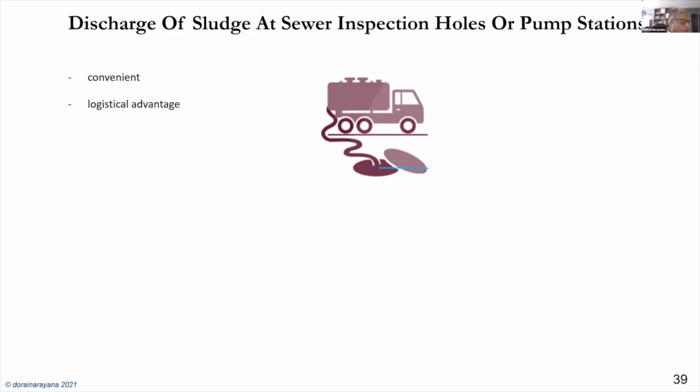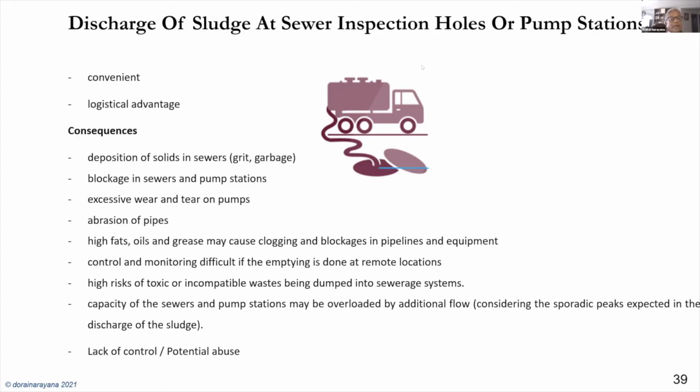I just want to talk a little about this discharge of the sludge at manholes or pump stations. So this is very convenient and it has a logistical advantage because manholes are everywhere. Pump stations are also at many locations compared to the sewage plant, maybe only at a very far location, and it may not make sense for the tanker operator to go all the way there. So when you allow this, you'll find many people take advantage of this. But there are many downsides to this, which we must consider. Number one, solids being deposited in sewers and causing blockages, pumps having increased wear and tear because of sand and grit that's coming in, abrasion of the pipes again due to grit, oil, grease.